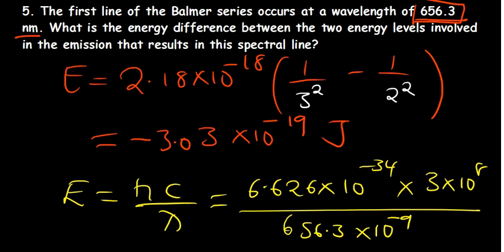So 6.626 times 10 to the power negative 34 multiplied by 3 times 10 to the power 8, divided by 656.3 times 10 to the power negative 9. The value I'm getting there is 3.03 times 10 to the power negative 19, also in joules. Just remember that this was from the outer to the inner level, so it's negative as well. So it doesn't matter actually. Any formula can work for this question.